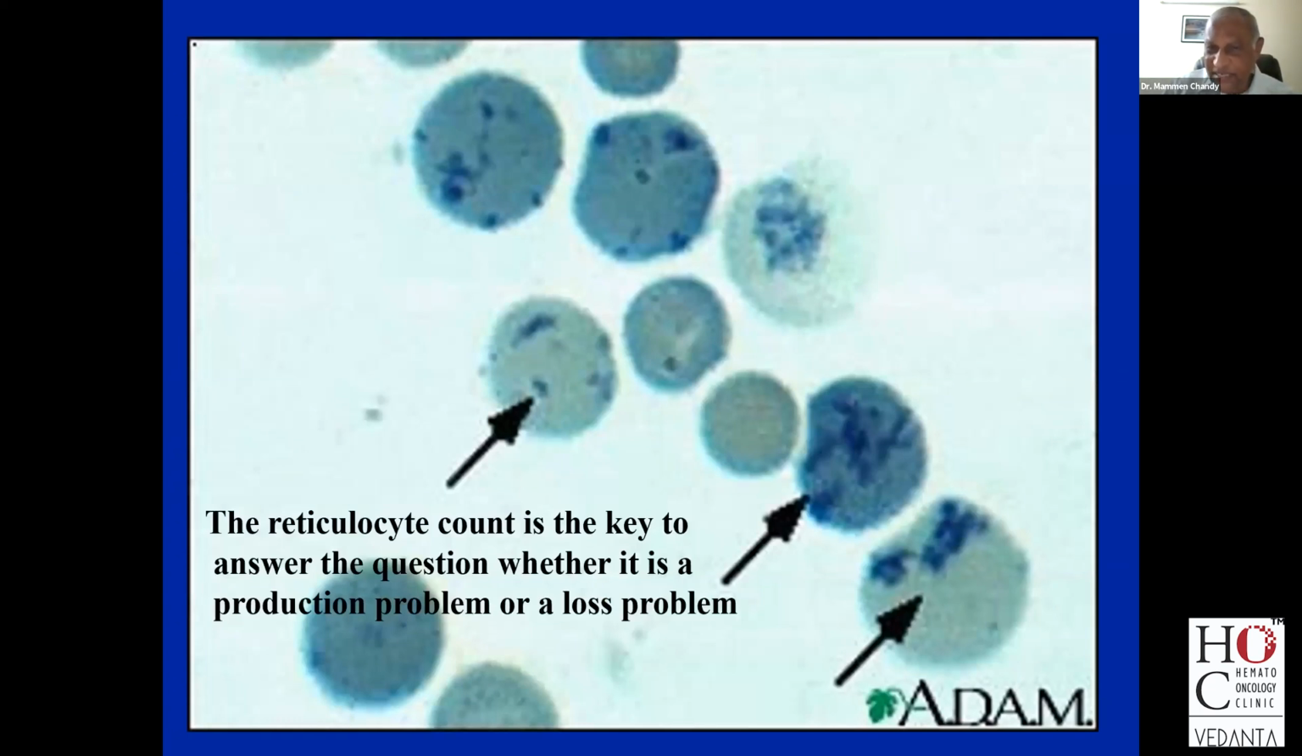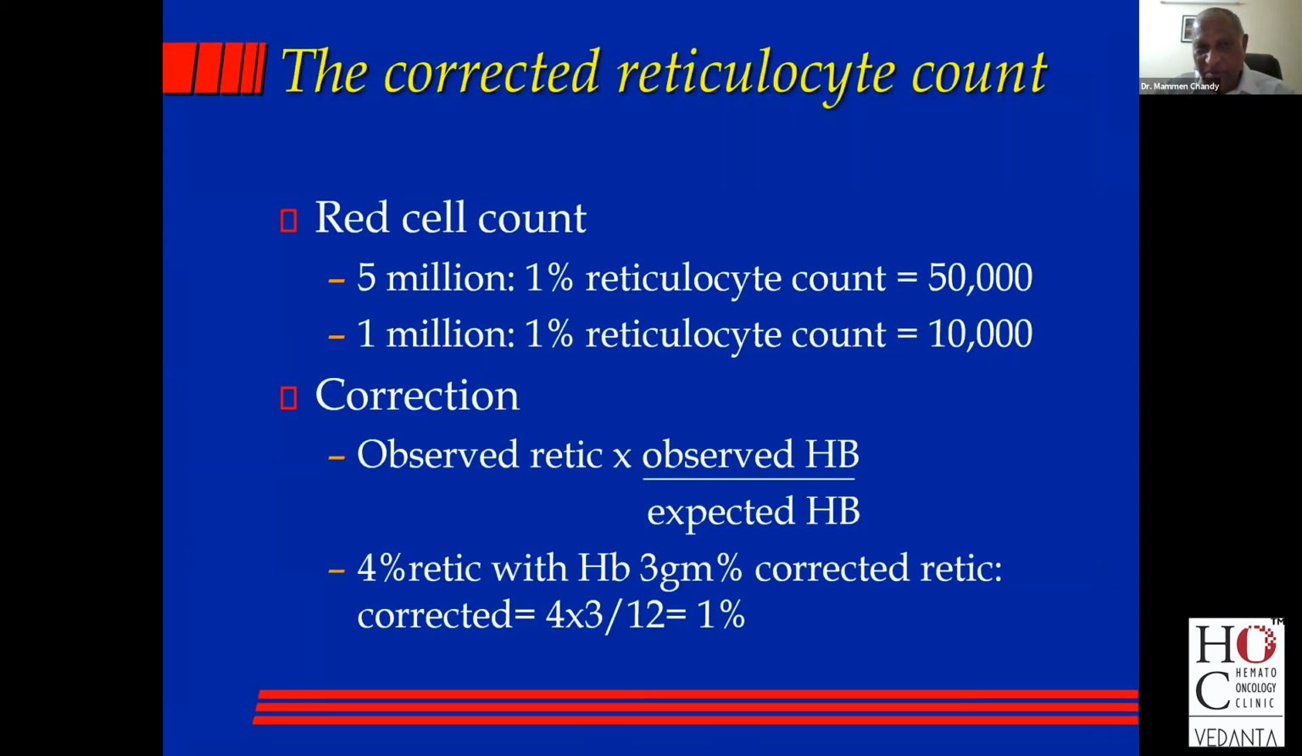It is the reticulocyte count. Now, if the reticulocyte count is raised 12%, there's absolutely no sense in doing a bone marrow, because the bone marrow is producing red blood cells. So why do you want to do a bone marrow? So the reticulocyte count is the key to answer the question whether it is a production problem or a loss problem, right? Now, nowadays with the counters, you will get an absolute reticulocyte count.